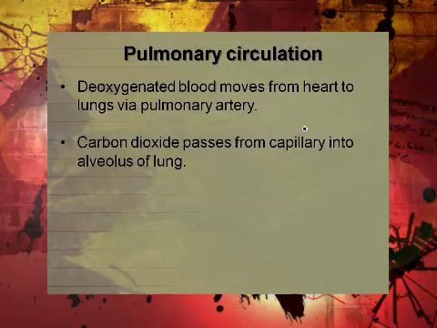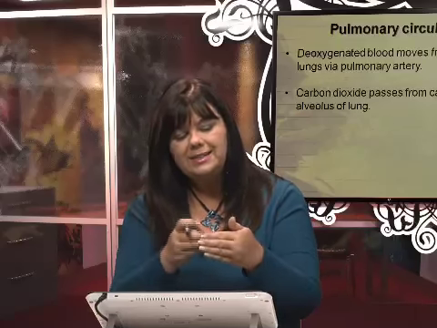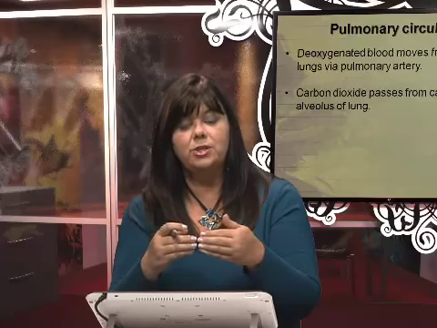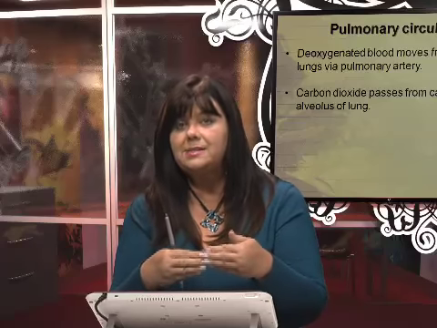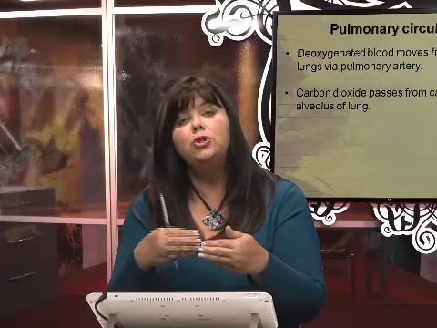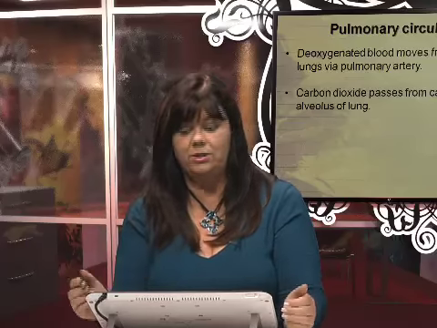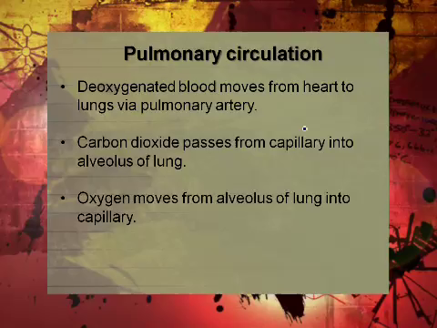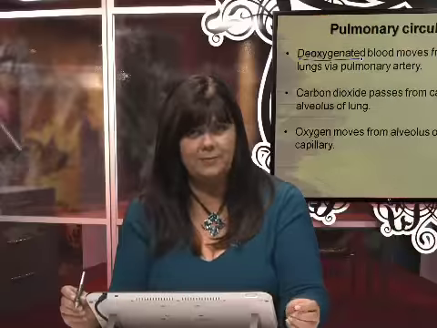The carbon dioxide is going to pass from the capillary into the alveolus of the lung. And so the capillary lies touching the alveolus, which is the lung tissue. The carbon dioxide is going to move from a high concentration inside the blood vessel or the capillary to a low concentration inside the alveolus of the lung. Likewise, oxygen, which is in high concentration inside the lung, is going to move from that high concentration across into the capillaries, where there's now a low concentration because that blood was deoxygenated.